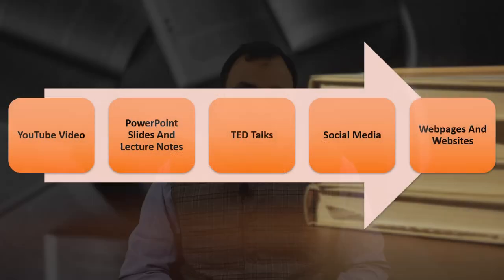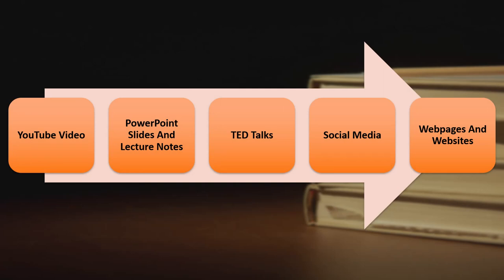New formatting guidance is being provided for annotated bibliographies, and for emerging trends, especially in the ICT era, things like YouTube videos, PowerPoint slides, lecture notes, TED Talks, social media posts, web pages, websites, how you are going to refer to all these things. So these are certain new additions in the 7th edition of the APA manual. But it follows the basic principles of citation.